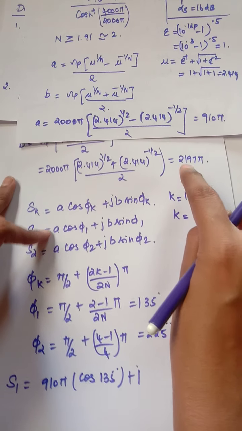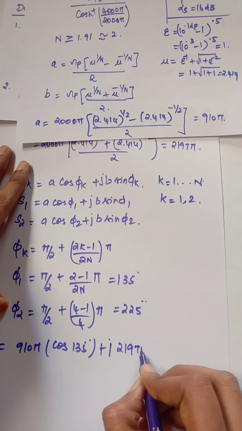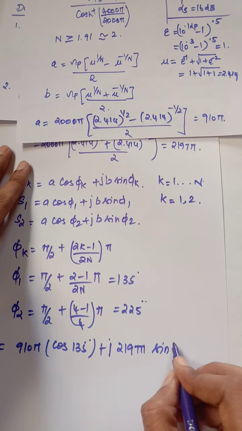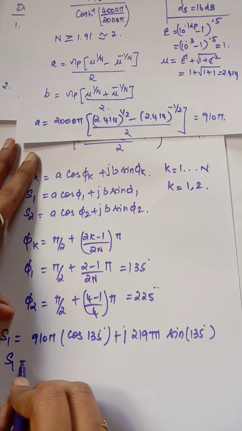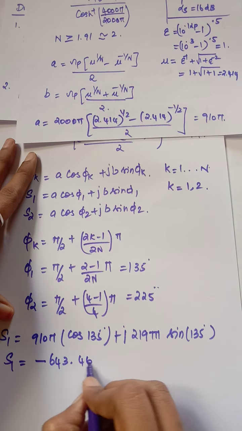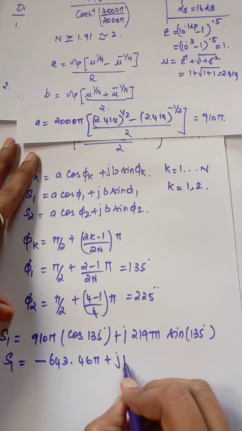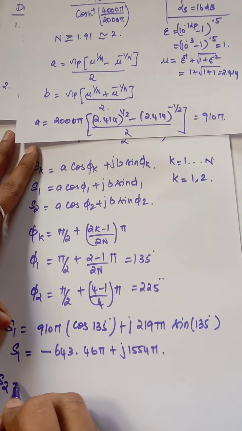So b is 2197 pi into sine 135 degree. So which is equal to, when I simplify, you will get s1 is 643.46 pi plus j 1554 pi. Okay, similarly you need to find for s2.